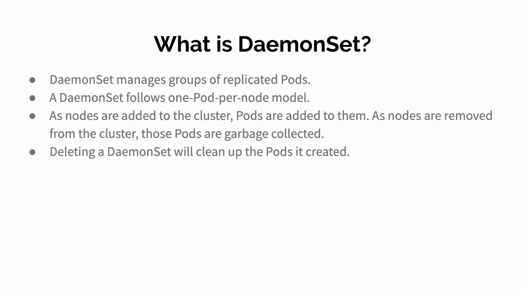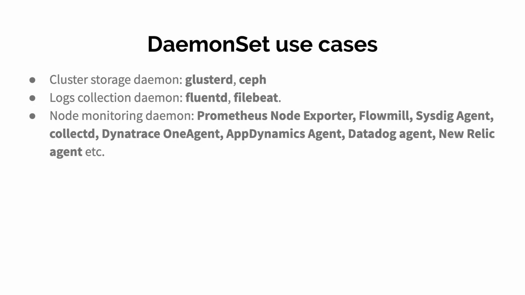Now, the way a DaemonSet works, if you add a new node to the cluster, the DaemonSet will deploy the pod automatically to that new node. If you delete the node, the pod will be removed from that node during the next garbage collection run. Then obviously deleting a DaemonSet will clean up all the pods from all the nodes of the Kubernetes cluster.